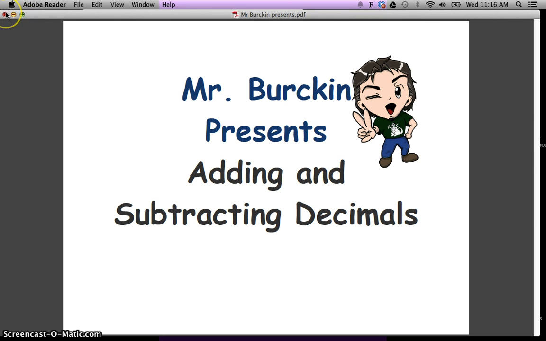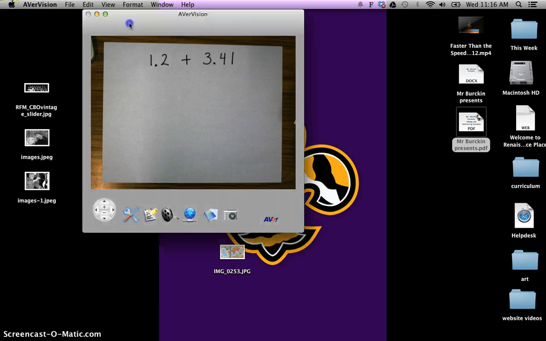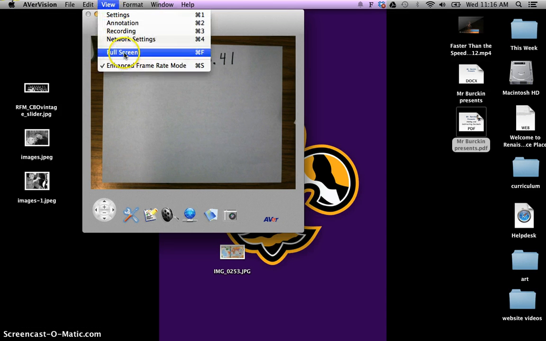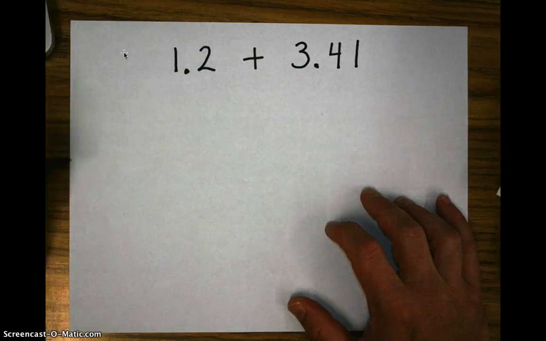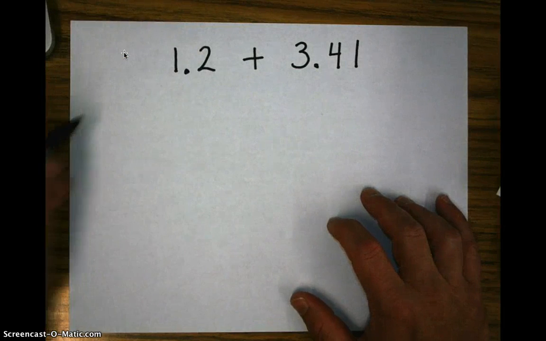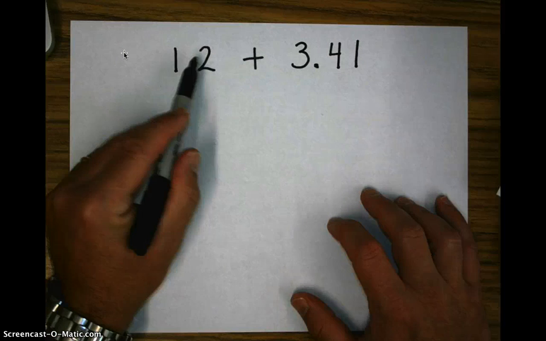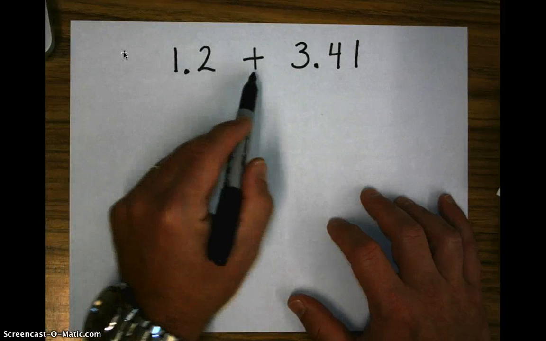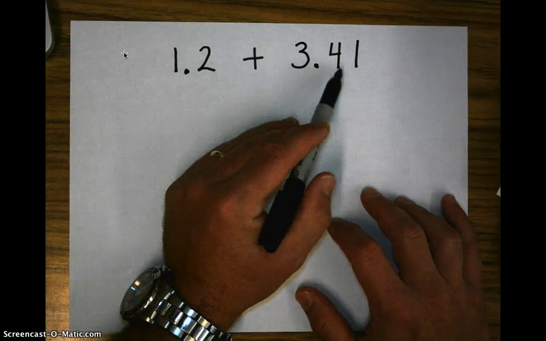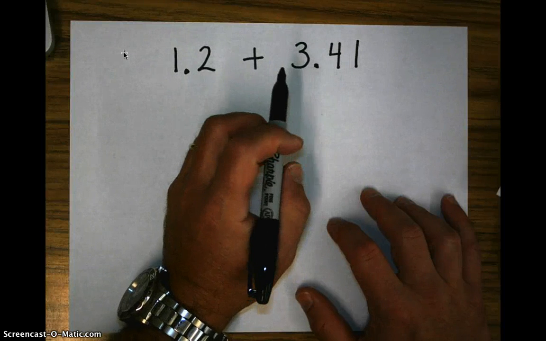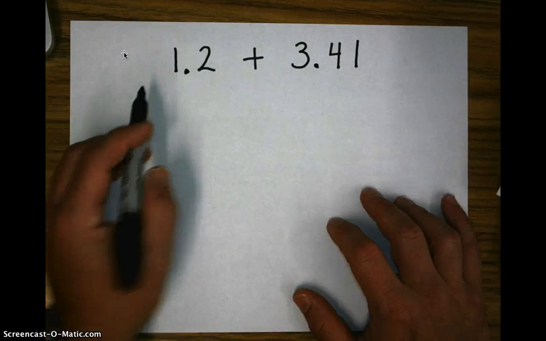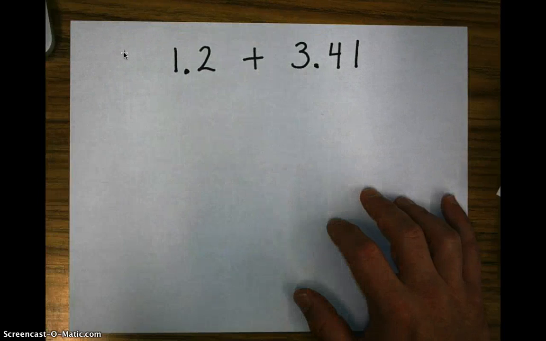All right, so we've got some problems to work through. Let's say you're given a problem in class: 1 and 2/10 plus 3 and 41/100ths. Okay, we know our place value, so we should be able to read those numbers.